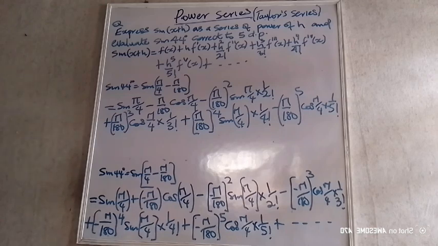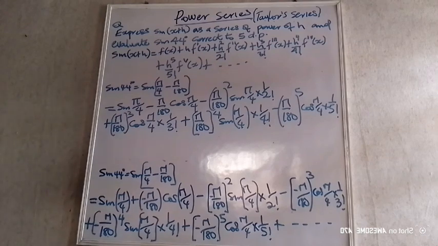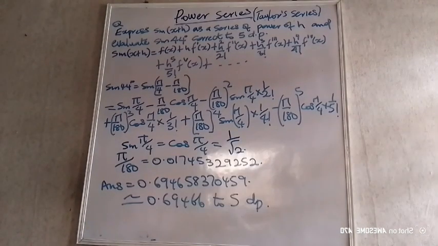Now we know some values already. So we know that sine pi over 4 equals cos pi over 4, which is equal to 1 over root 2. And pi over 180 is equal to 0.0174532925, or you can leave it like this. And when we slotted all these figures into the equation, the answer given is 0.694658370459, which is approximately 0.69466 to 5 decimal places.